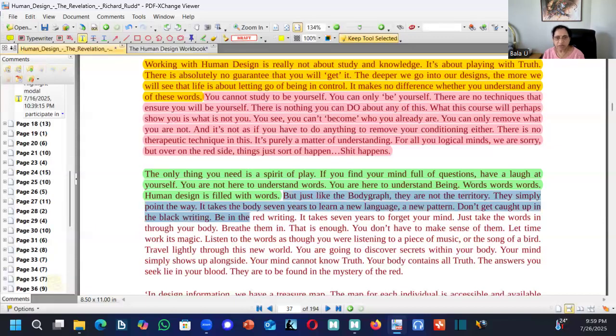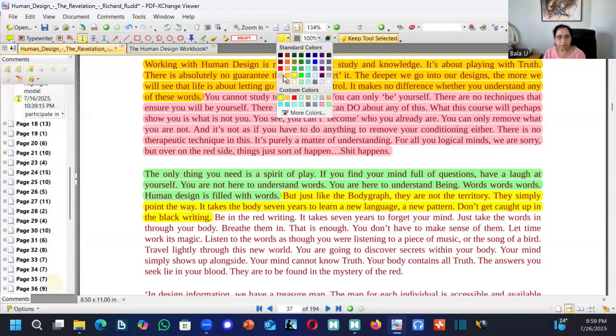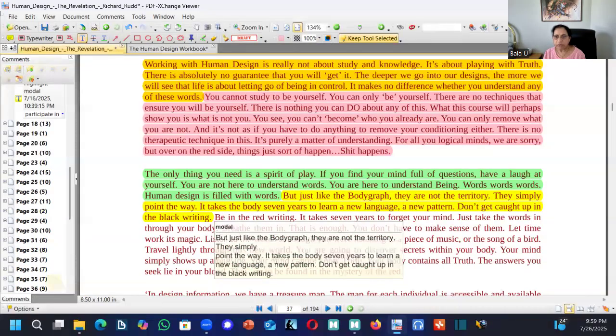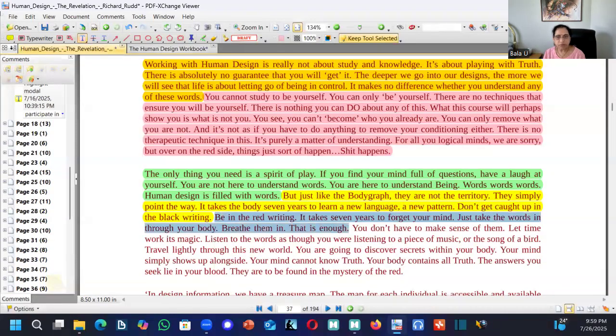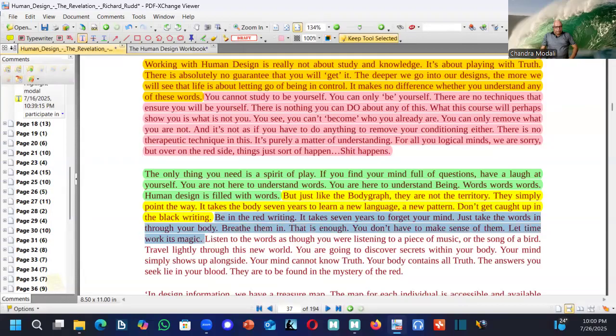It takes the body 7 years to learn a new language, a new pattern. Don't get caught up in the black writing. Be in the red writing. It takes 7 years to forget your mind. Just take the words in through your body. Breathe them in. That is enough. You don't have to make sense of them. Let time work its magic. Listen to the words as though you were listening to a piece of music or the song of a bird. Travel lightly through this new world.